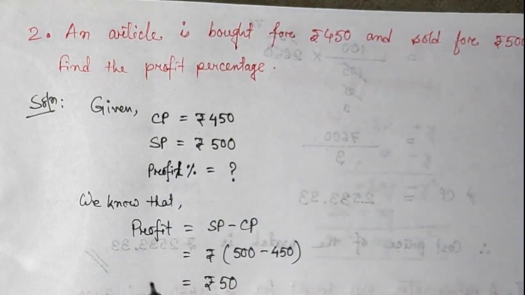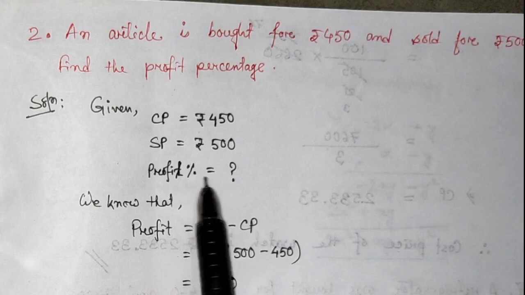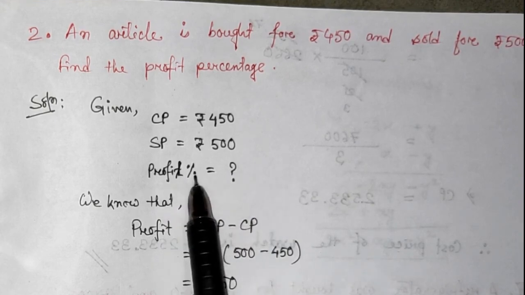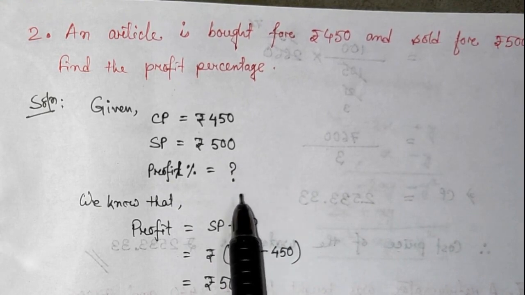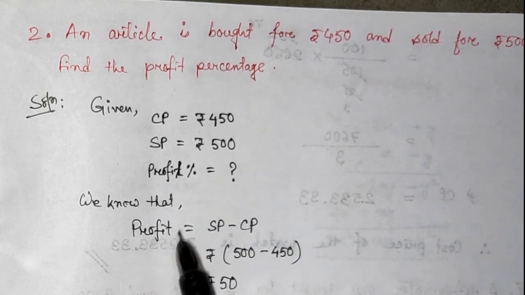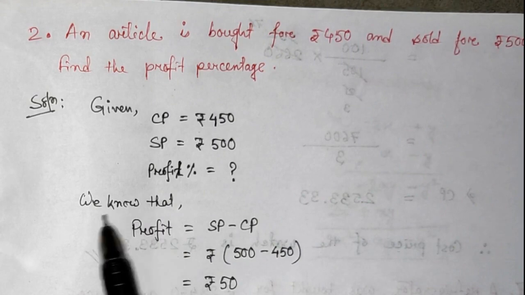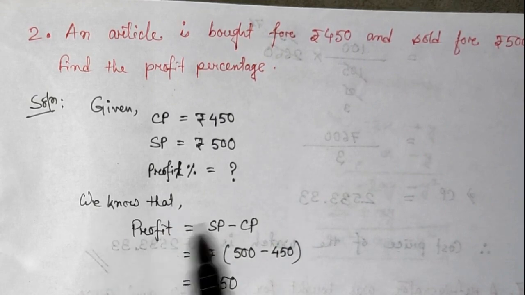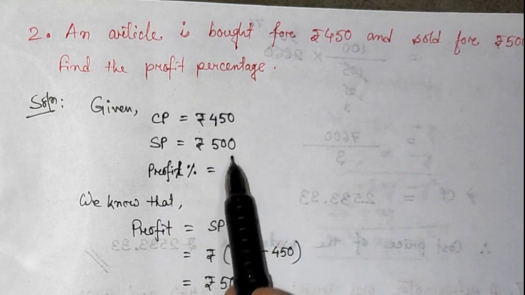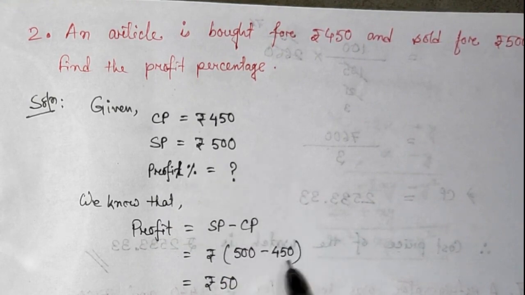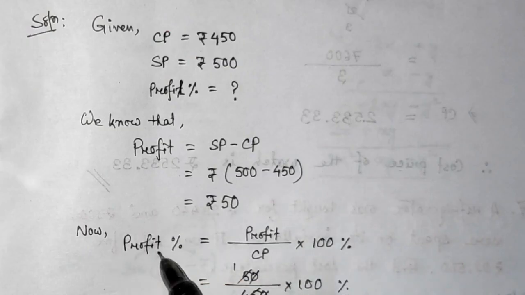You have to find the profit percentage. What is the formula for profit percentage? Profit by CP into 100%. First we need to find profit. We know that profit equal to SP minus CP. The SP is given as 500 minus 450. Therefore profit equal to 50 rupees.